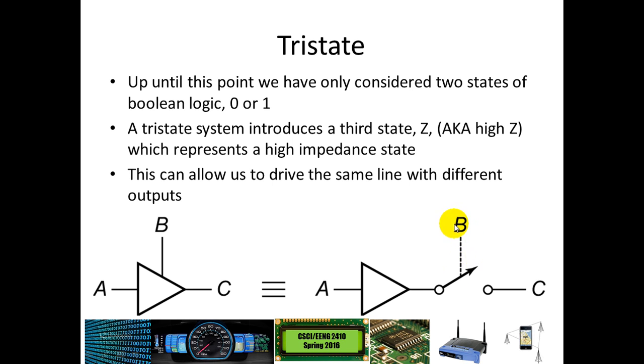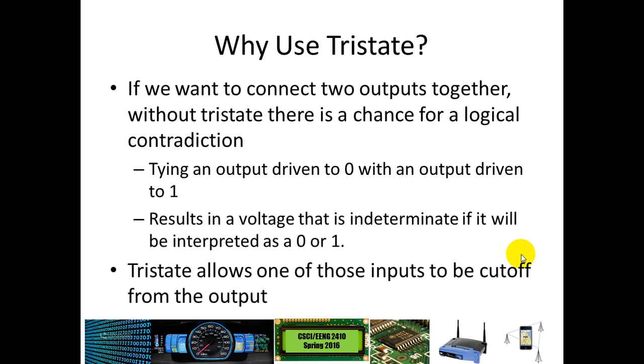But B is deciding whether we're even going to connect this at all. B could lift the gate, and it would do that under this circumstance when B is equal to a 0, or it could push the switch closed and complete a path from A through the buffer all the way to C. B is basically allowing us to open circuit or to short that particular path. So why would we want to do that?